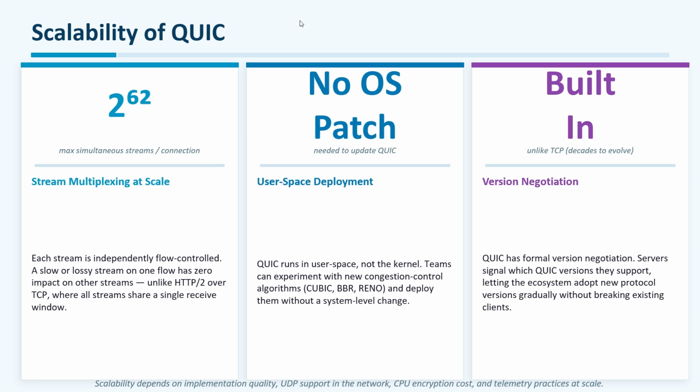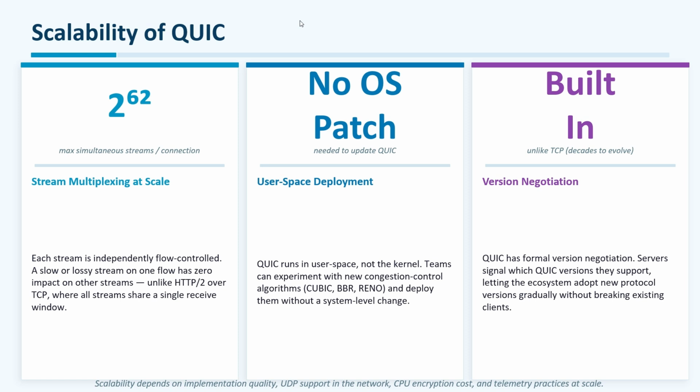Now let's discuss the scalability of QUIC. At the connection level, because QUIC runs in user space, not in the OS kernel, it can be updated and optimized without requiring OS patches. Teams can experiment with new congestion control algorithms. QUIC ships with pluggable congestion control, supporting algorithms like Cubic, BBR, and Reno, and deploys them without a system-level change. Cloudflare, for instance, demonstrated serving millions of QUIC connections per server.